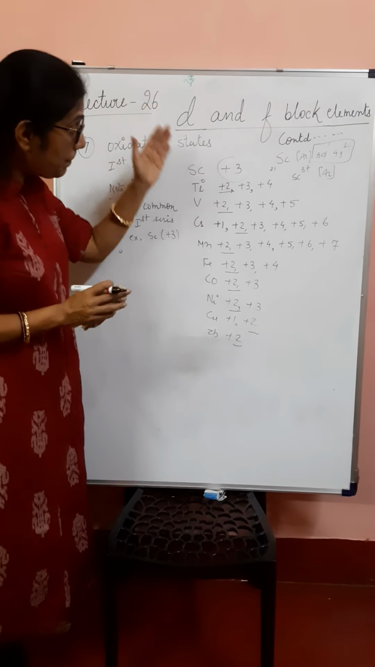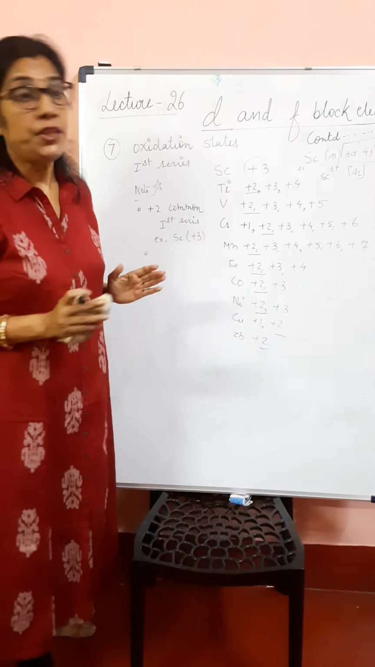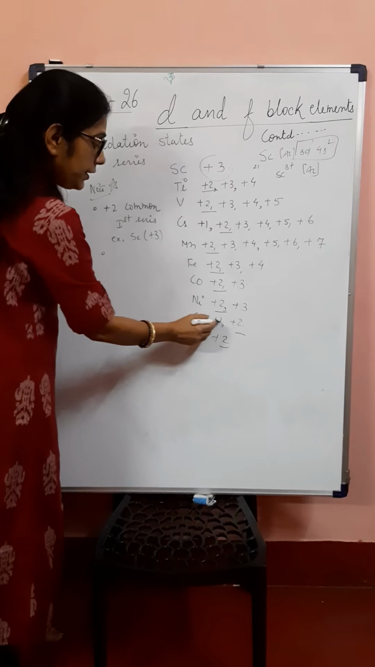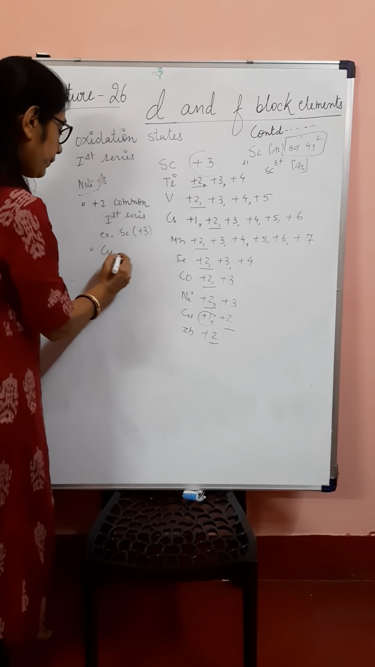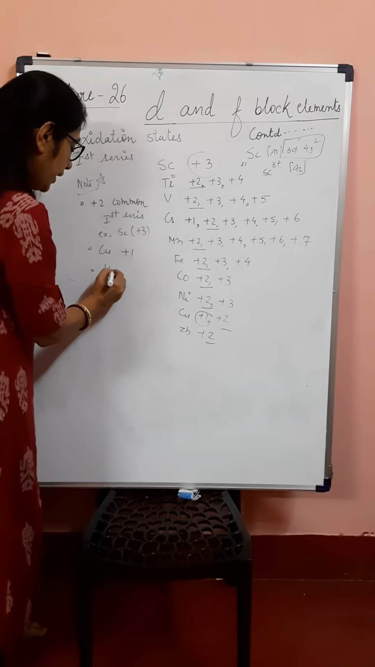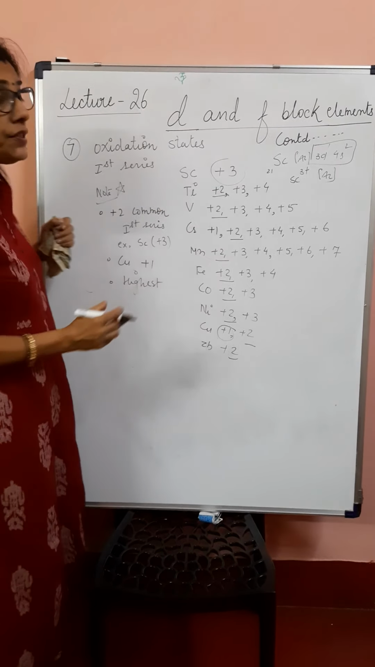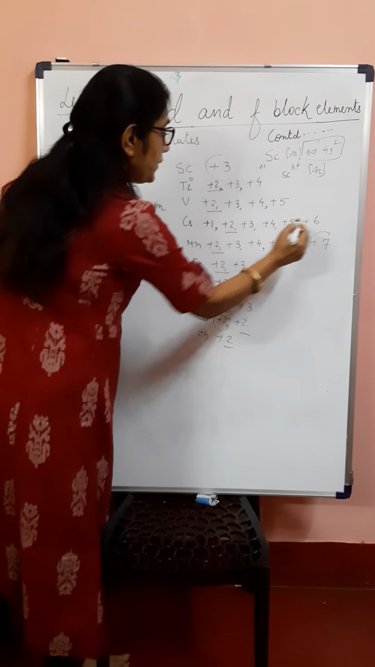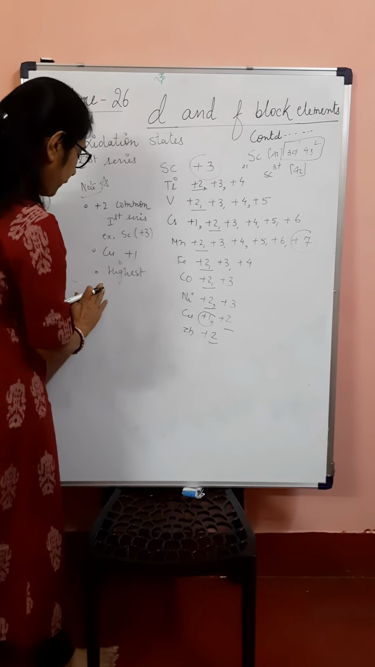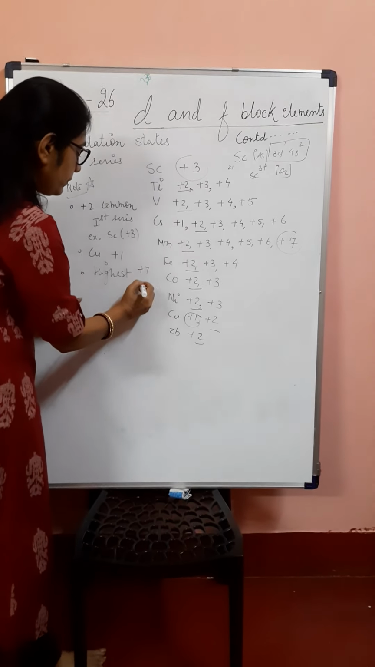Then which metal shows the +1 oxidation state? You can see it is copper. Which metal shows the highest oxidation state in the first transition series? You can see manganese, +7.